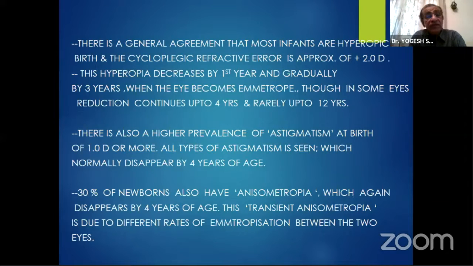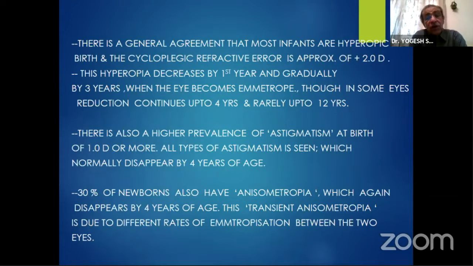In some cases, reduction continues up to 4 years and rarely up to 12 years of life. Therefore, in cases of myopia or where the refractive error is high, we keep on refracting a child up to 12 years and keep him under surveillance to see if the total refractive error may disappear by then. And you start weaning the spectacles which you have given for hypermetropia. So this is one concept.